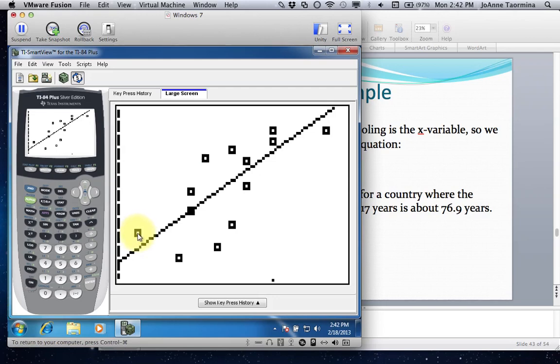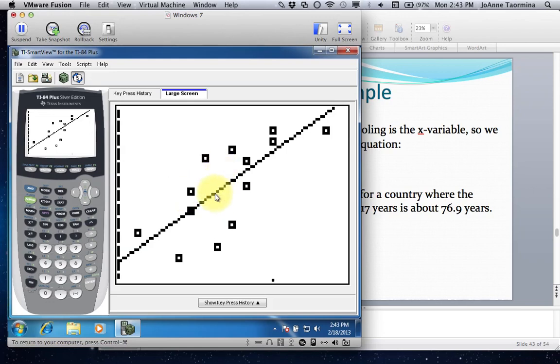So we have 1, 2, 3, 4, 5, 6, 7 points above, 1, 2, 3, 4, 5 points below, and 1 is directly on it. 1 point is directly on that line. So this line is positioned so that some of the points fall below and some of the points fall above.